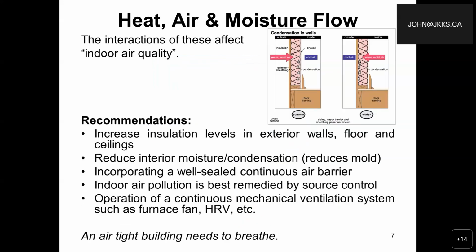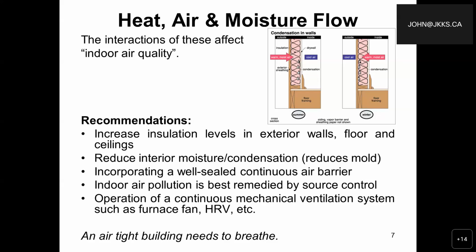Again, let's take a look at this next slide, heat, air, and moisture flow. The interactions of these affect the indoor air quality. If we take a look at the illustration off to the side for a moment, we can see in this cross-section, representing a floor framing in a wall, just a partial section of a wall, the summer and winter conditions. The accumulation of moisture, warm moist air and cool air on the inside in the summer, and condensation occurring within the external wall itself. Now, mind you, this illustration does not show a finished siding on it, but it's just for illustration purposes.